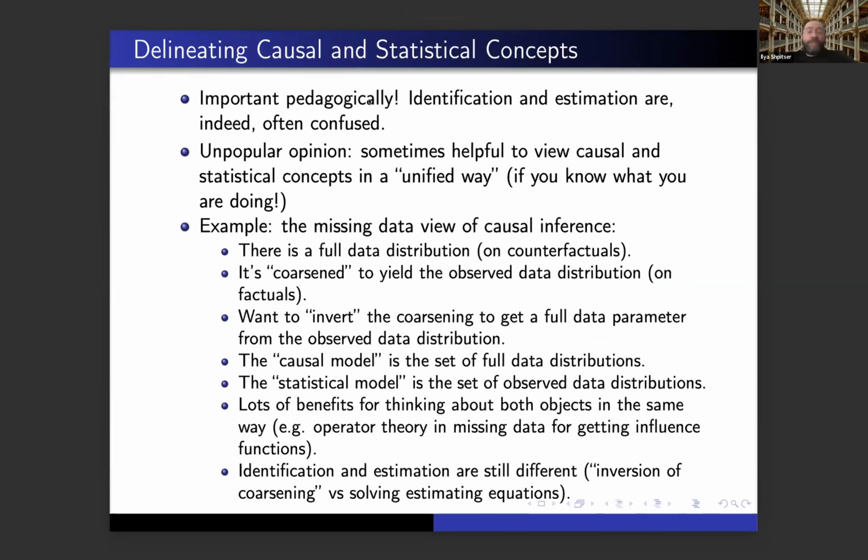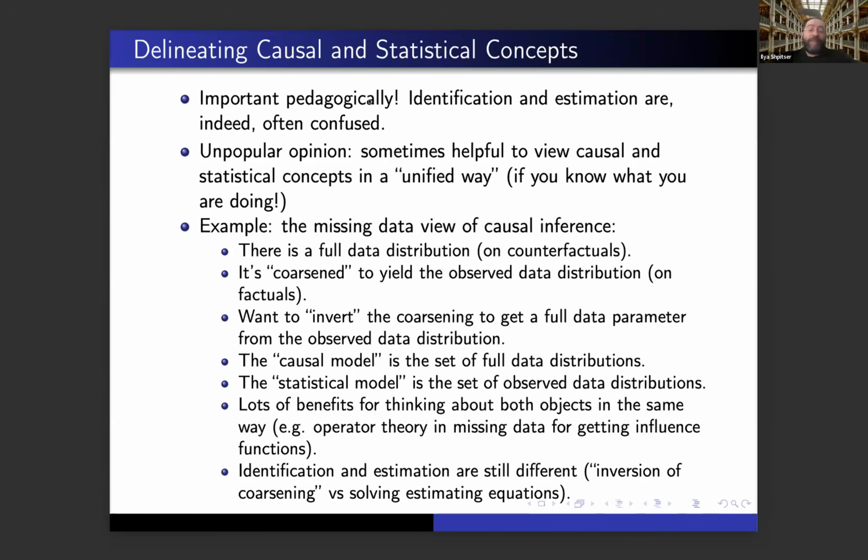Okay, so first, delineating causal and statistical concepts. This is something that many other researchers like to talk about. Pearl makes a big thing of this, and I sort of like it in his talks and in his book. I certainly agree with this for pedagogical reasons, because people confuse estimation and identification all the time in practice, and they shouldn't. However, in the interest of some fun, I will express an unpopular contrarian opinion here, which is that sometimes it's helpful to view causal and statistical concepts in a kind of unified way, if you know what you're doing and you get the right answer, right? So it's kind of like a habit of mind to think of them as distinct or to think of them as unified. And sometimes it might be useful to adopt one habit or the other, right?